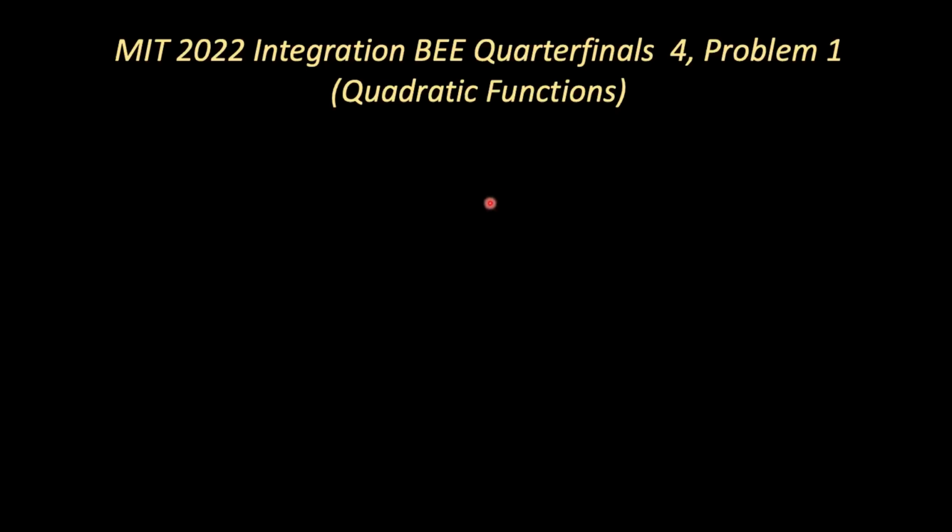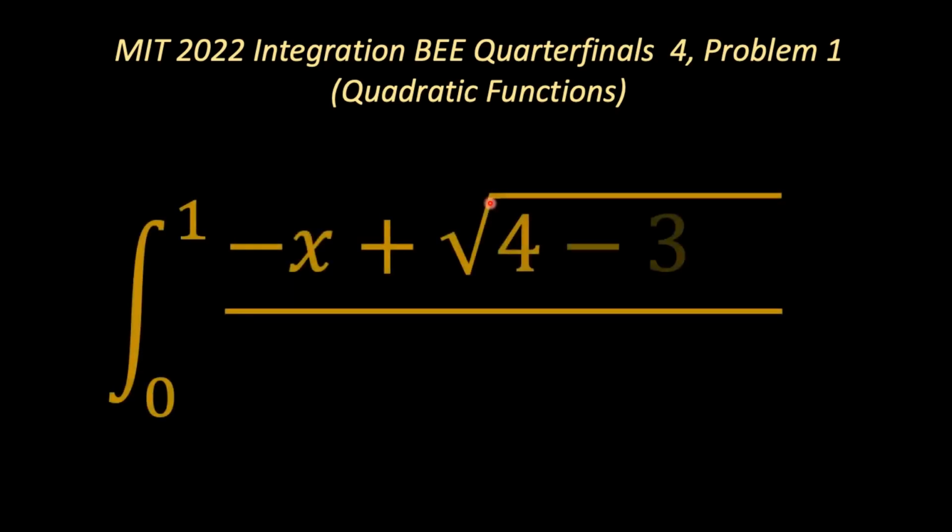Our problem of interest is the integral from x equals 0 to x equals 1 of negative x plus the square root of 4 minus 3x squared, over 2. This is a very interesting problem. I will be introducing 3 different ways you could solve this problem.